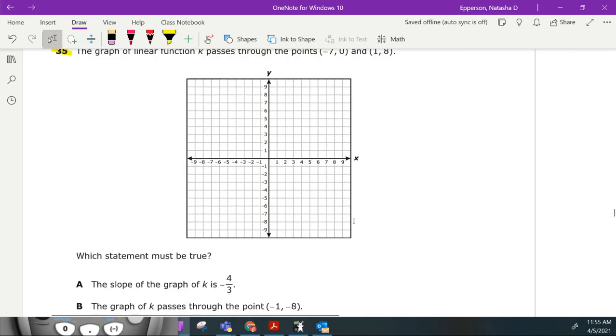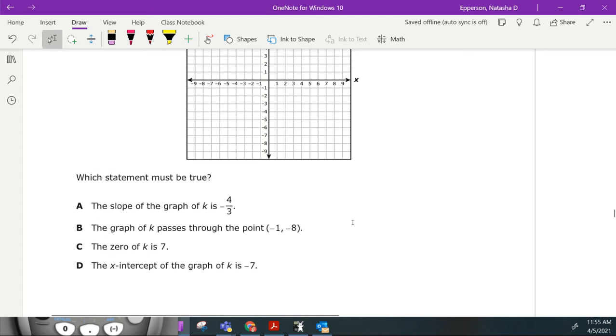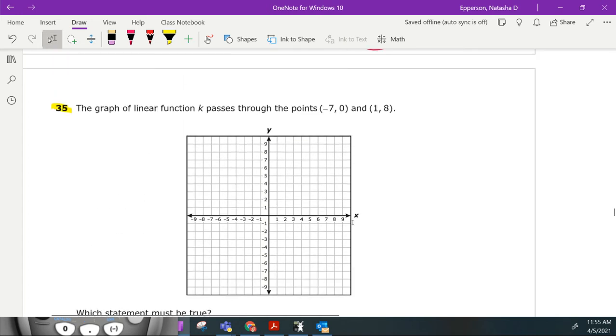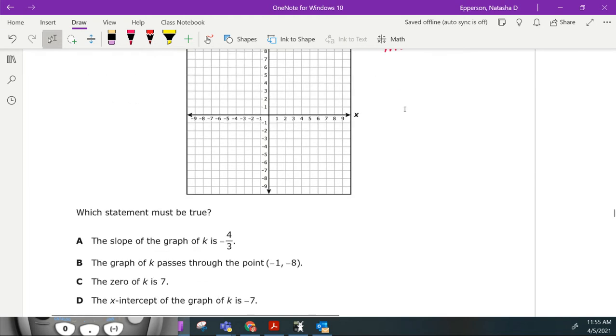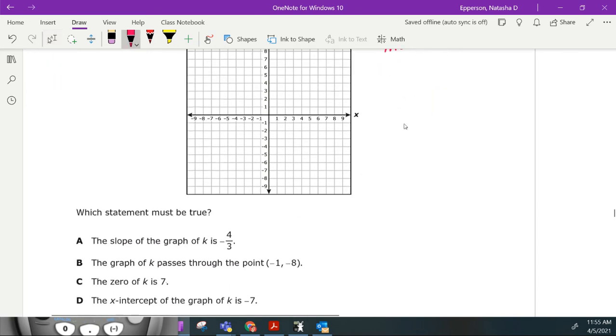Number 34 or 35. The graph of the linear function passes through these 2 points. What must be true? Okay, so we've got slope, we've got a point through that point, we've got the 0, and we've got the x-intercept. So we need to go ahead and graph this. So I need to find my slope. So for my slope, I'm going to do 8 minus 0 over, actually, one of the choices says the 0 of k is 7. That is not correct.